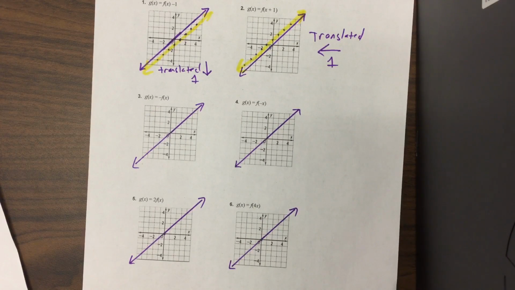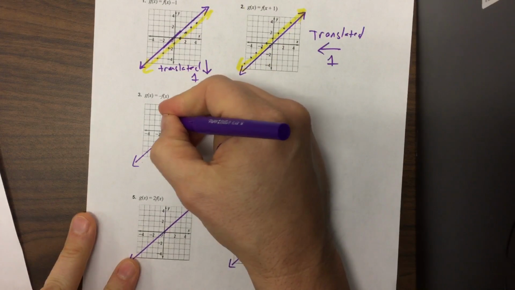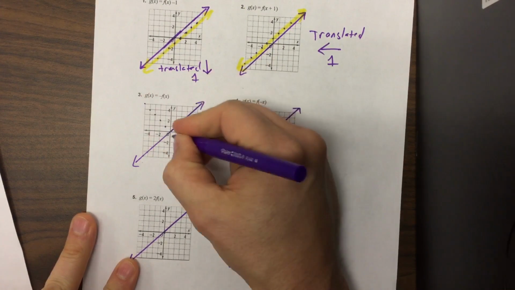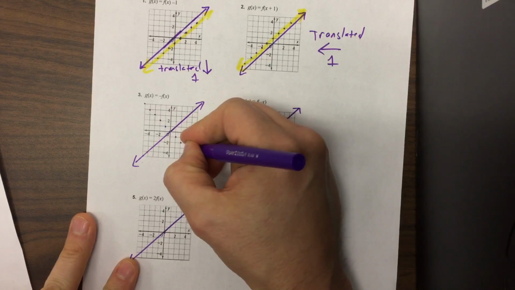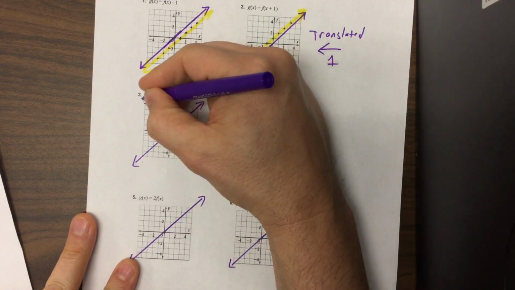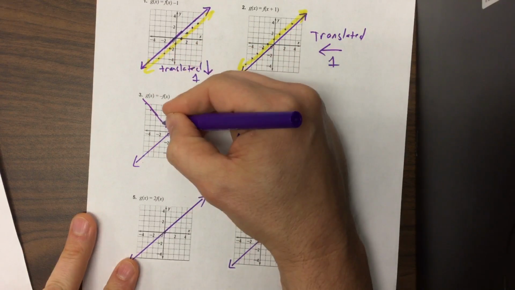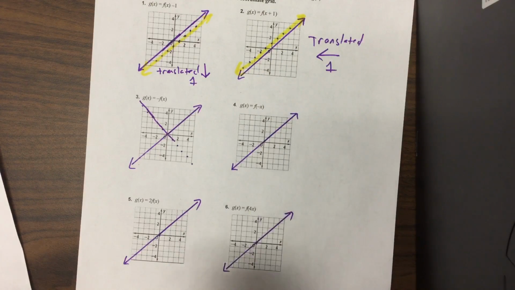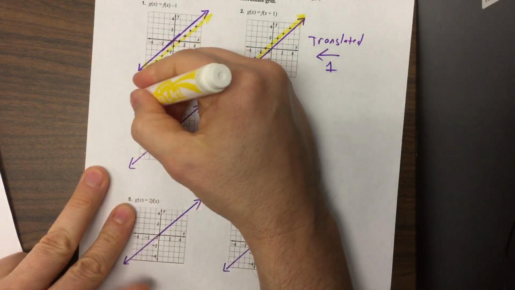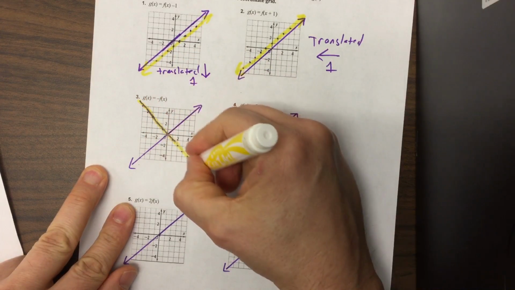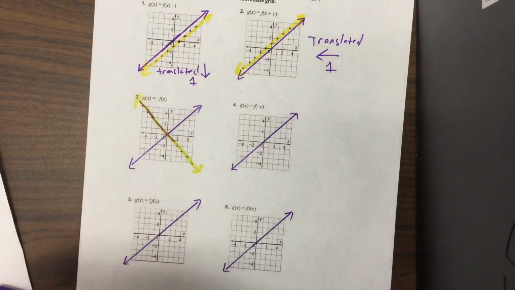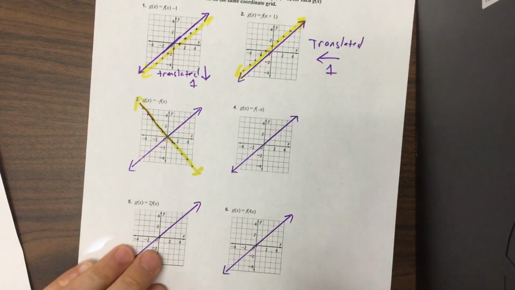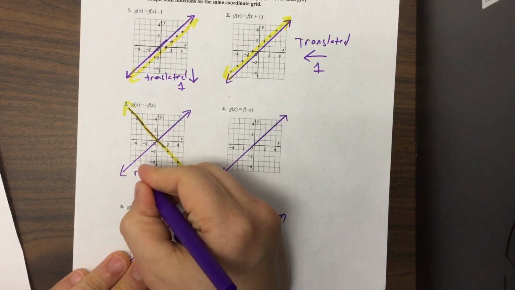Now you could put any of these in the calculator as well, to get a picture of what the graph actually looks like. The verbal description is a little trickier. The calculator is not going to tell you how to verbally describe what's going on. Let me change that to my yellow. So this reflected across the x-axis.